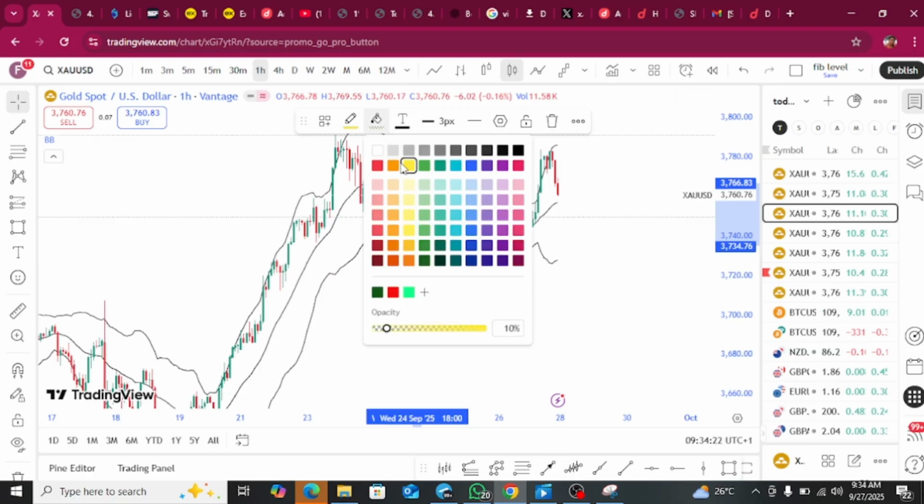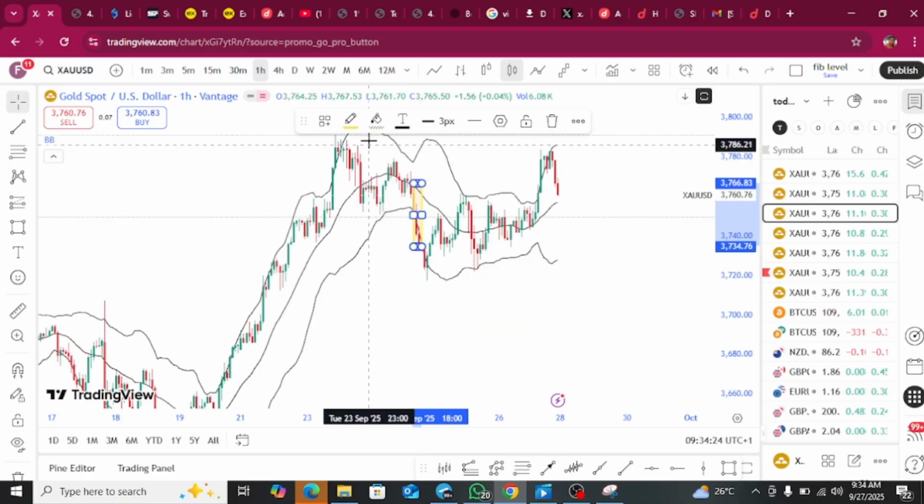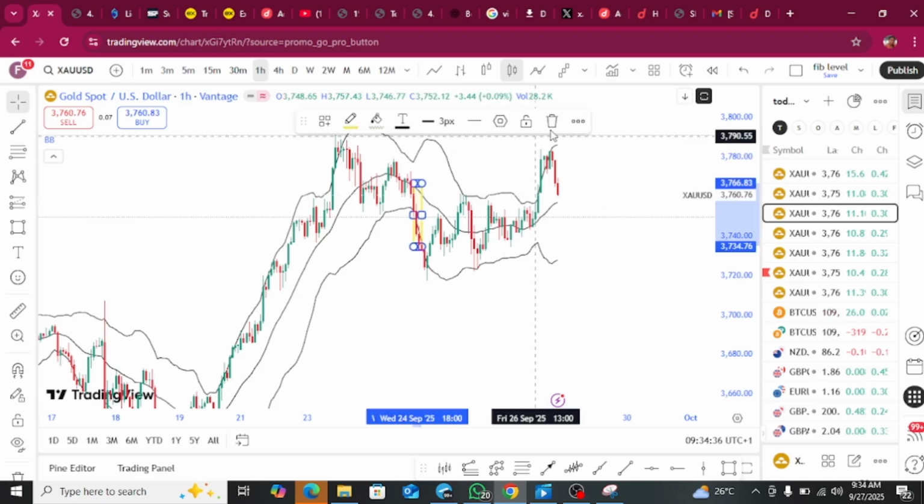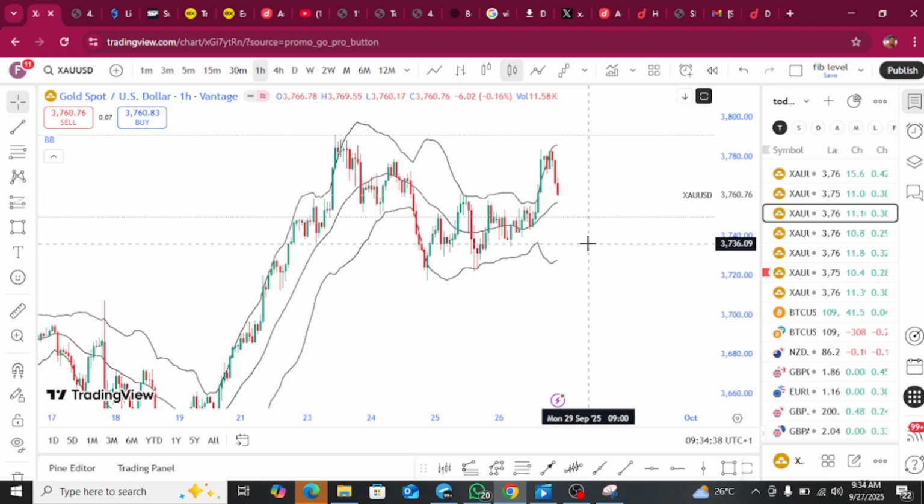So you do not buy just because price is at the lower band. Neither do you sell just because price is at the upper band. No. There are ways to go about it, for confirmation and for entries.